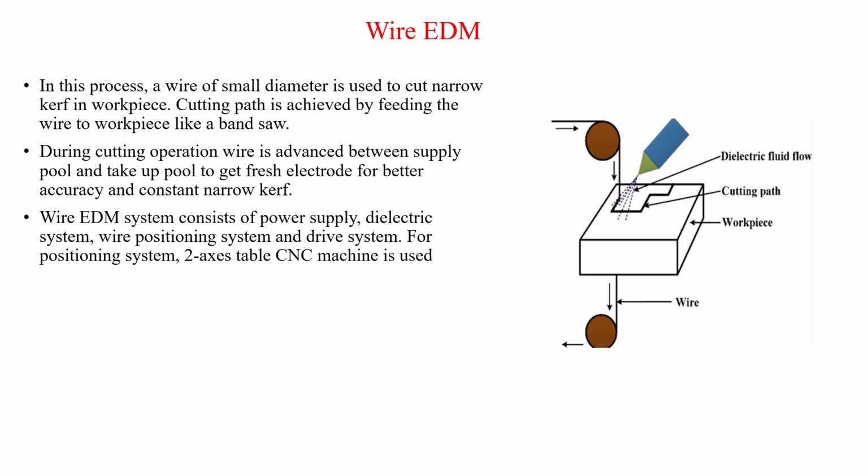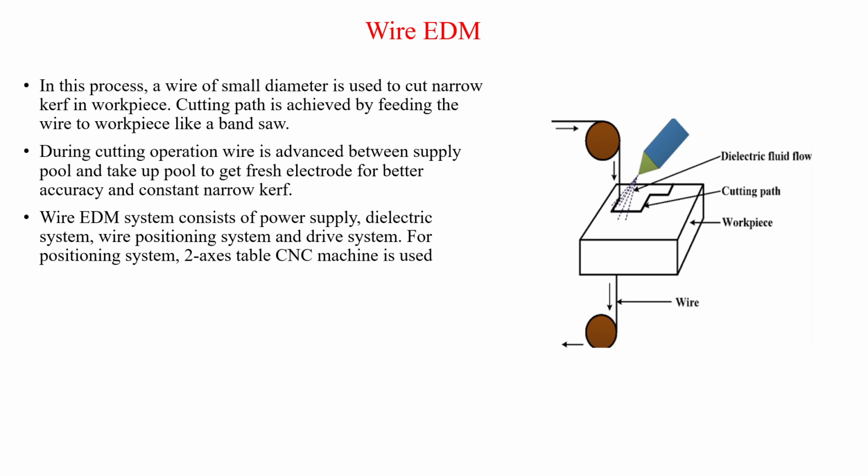Okay. So in this process, a wire of small diameter is used to cut a narrow curve in the workpiece. The cutting path is achieved by feeding the wire to the workpiece like a band saw. So you can see in this direction it is cutting. During the cutting operation, the wire is advanced between the supply spool and the take-up spool to get a fresh electrode for better accuracy. That is the basic thing.